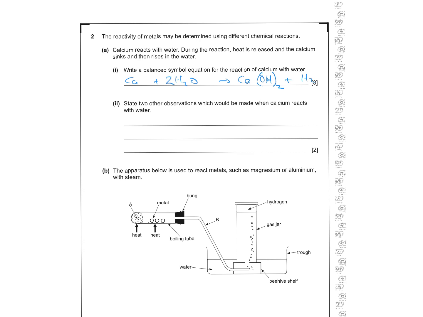2 other observations which could be made, or which would be made, when calcium reacts with water. So be careful here. You're told that heat is released, the calcium sinks and then rises in the water. So two other observations. Well, when a metal reacts with water, there will be fizzing or bubbles given off. The metal disappears or the calcium disappears, and that's two things for 2 marks.